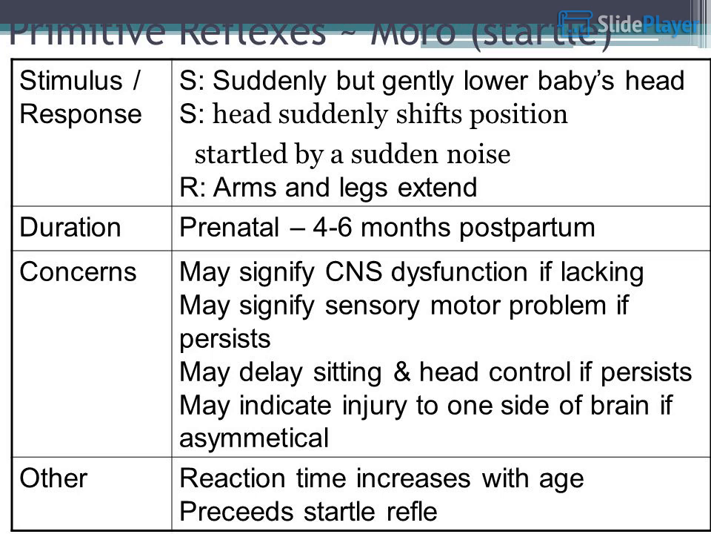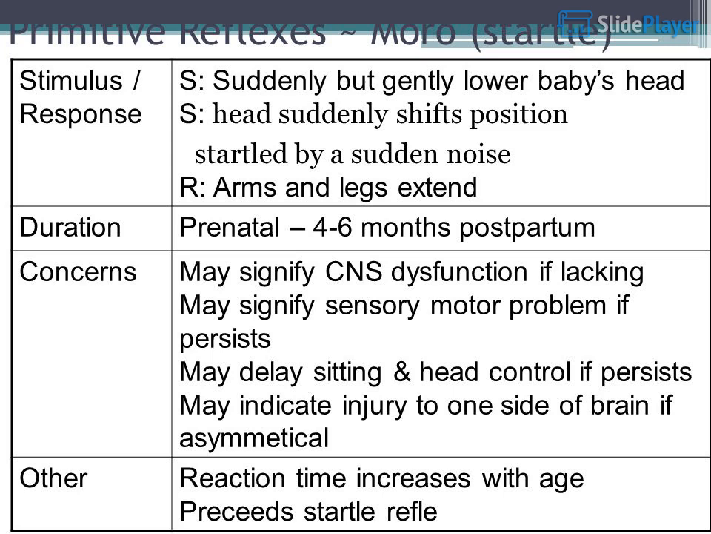Primitive reflexes: Moro, startle. Stimulus, response: suddenly but gently lower the baby's head, and the head suddenly shifts position. Or the baby is startled by a sudden noise, and the arms and legs extend. Duration: prenatal to 4 to 6 months postpartum.